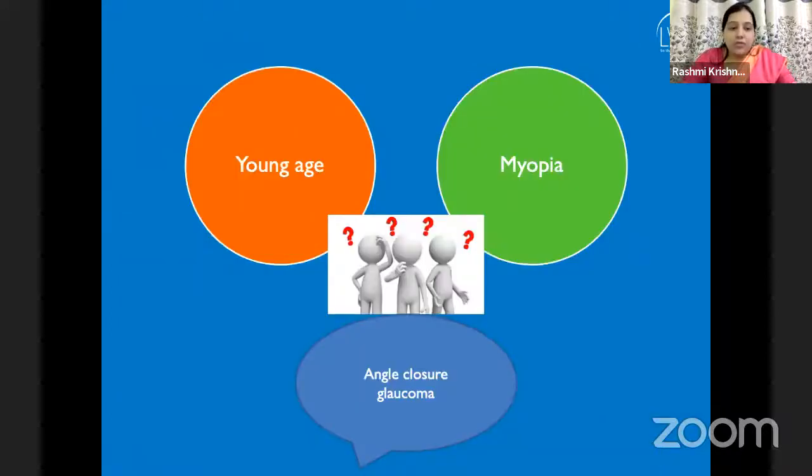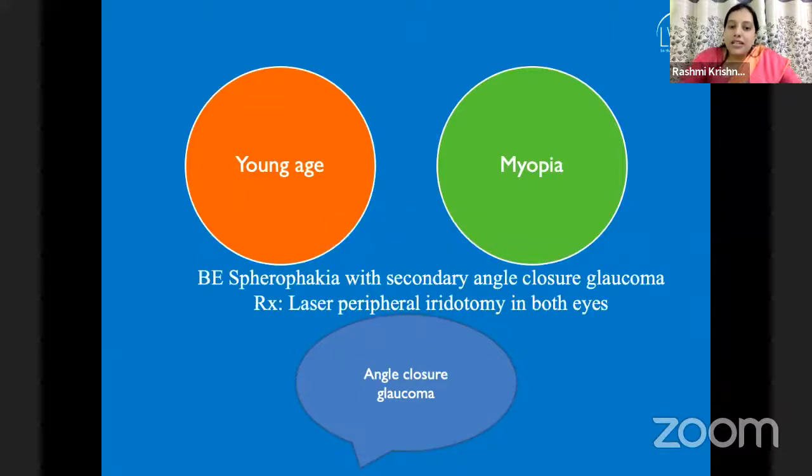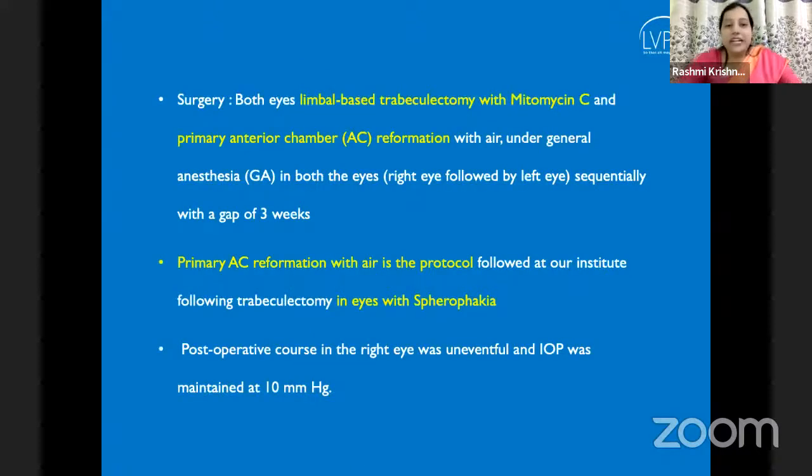The first thing that comes to our mind when a patient with young age myopia has angle closure glaucoma is spherophakia. Because the lens was not small in size, we only say spherophakia and not microspherophakia, but there was associated angle closure glaucoma. We did laser peripheral iridotomy in both eyes and added medication, but in spite of that, the pressures were not under control. So we went ahead and did limbal-based trabeculectomy with mitomycin C under GA. Primary anterior chamber reformation is something we do routinely in spherophakia eyes. We operated the right eye first, and then the left eye after a gap of 3 weeks. The right eye was uneventful and the IOP was well under control.